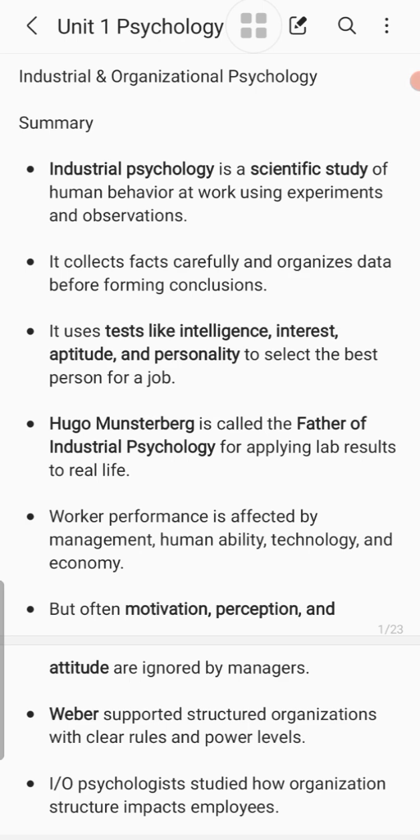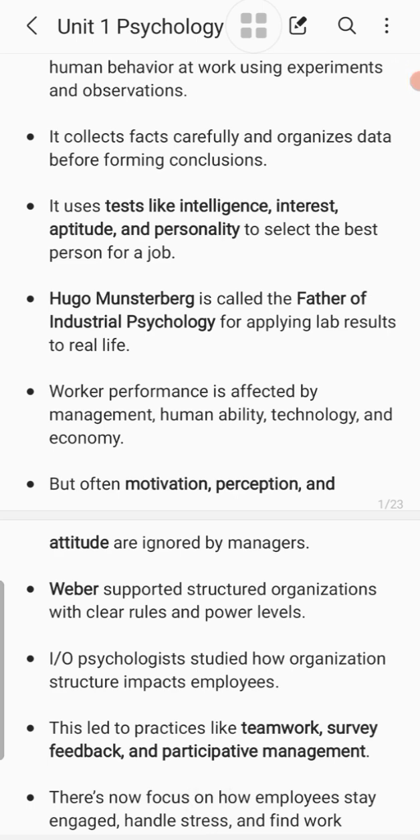Industrial psychology is a scientific study of human behavior at work using experiments and observations. It collects facts carefully and organizes data before forming conclusions. It uses tests like intelligence, interest, aptitude, and personality to select the best person for a job. Hugo Munsterberg is called the father of industrial psychology for applying lab results to real life.